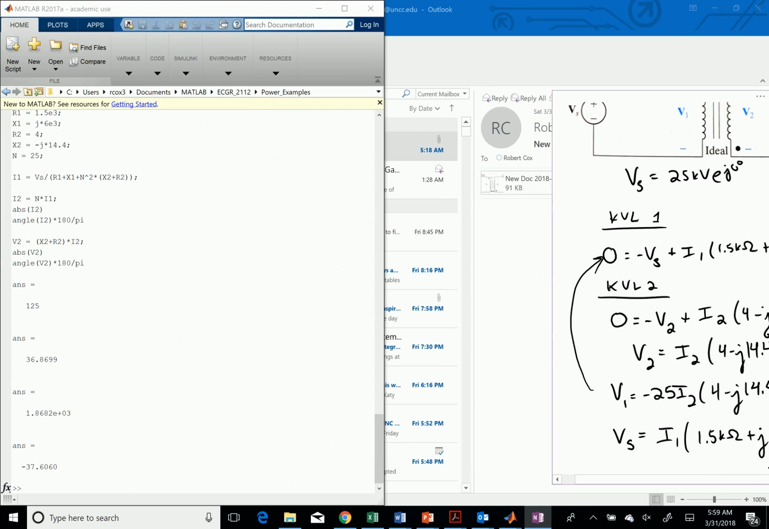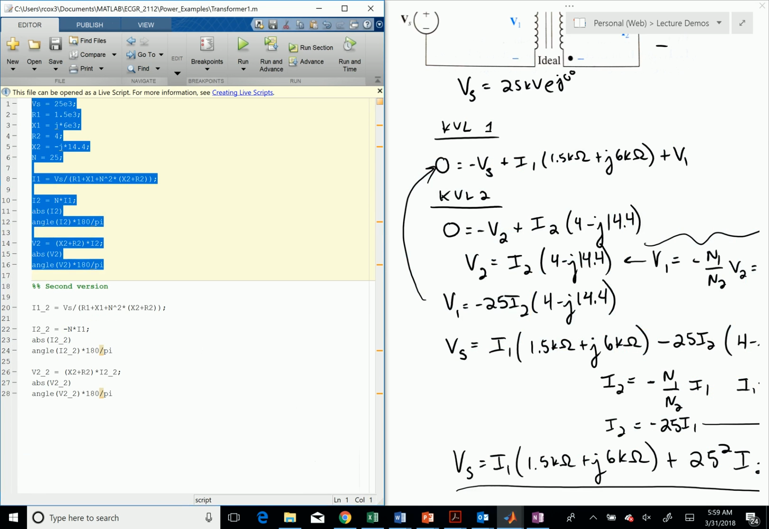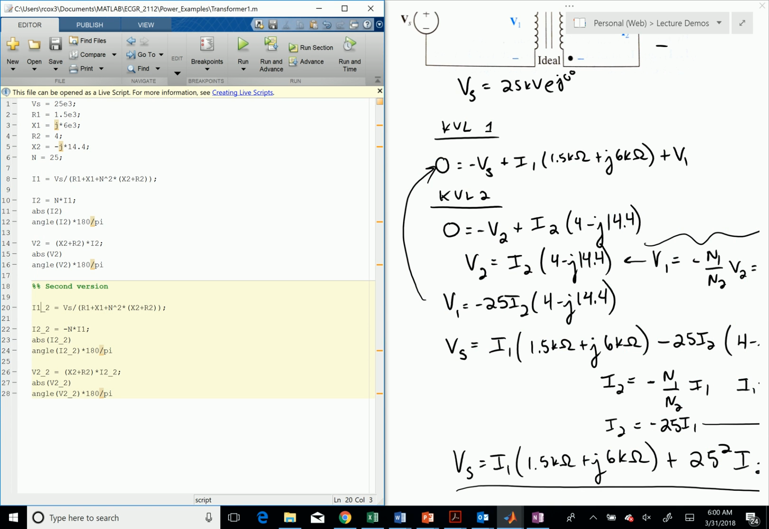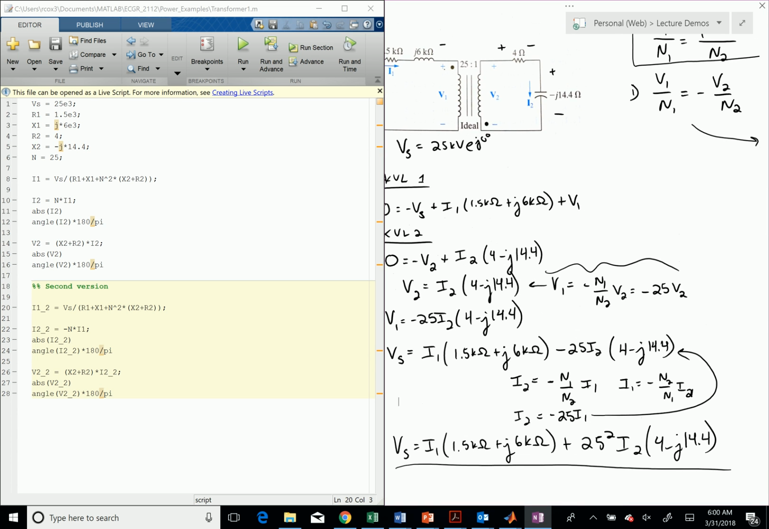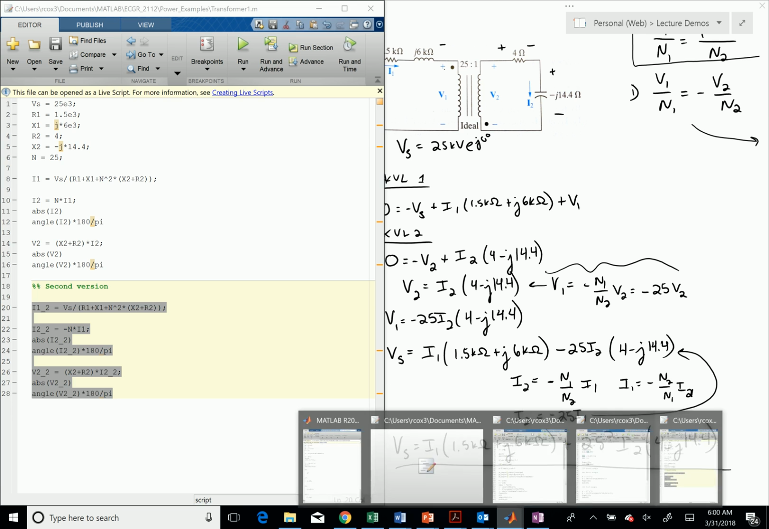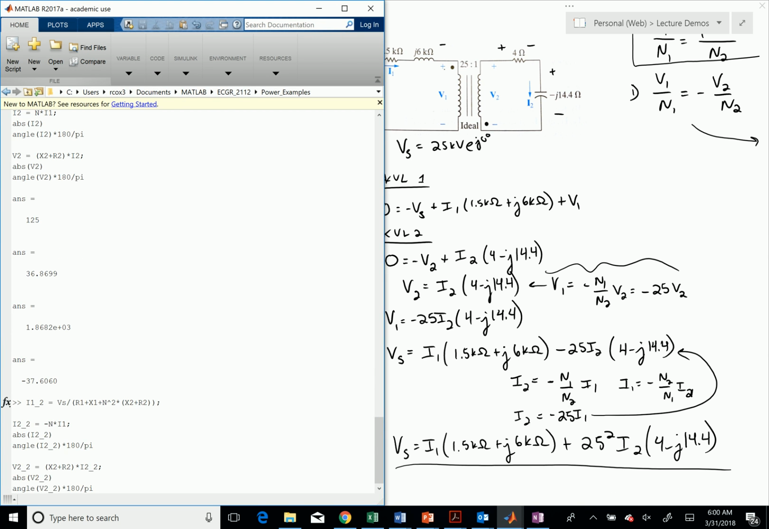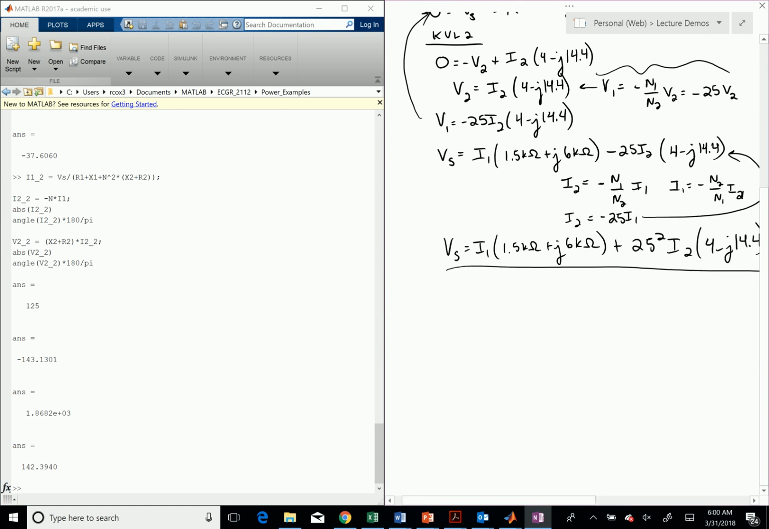So now let's try to solve this guy again. So I'm going to look at my MATLAB code. Here's my second version. All right, I'm solving for I1, and I solve the same equation. In this case, however, I say that I2 equals negative 25 times I1, and then I solve for my V2 using the current that I got. So let's plug this in. Let's look at our results here.